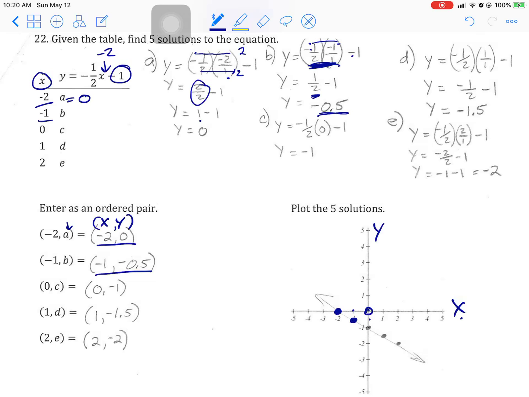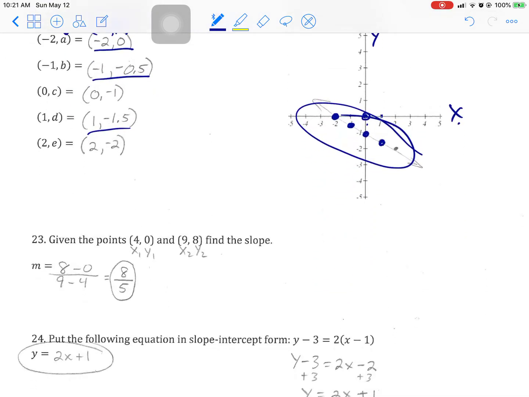The next one, if you crunch this out, anything times 0 is 0, so it's just negative 1. So 0, negative 1. When x is 0, you're not going left or right, you're just going up or down to the y, so that's there, okay? And then 1 goes over to 1, and then down goes there, okay? And if it came from a linear equation, then it better make a line when you put them all on the graph, okay?